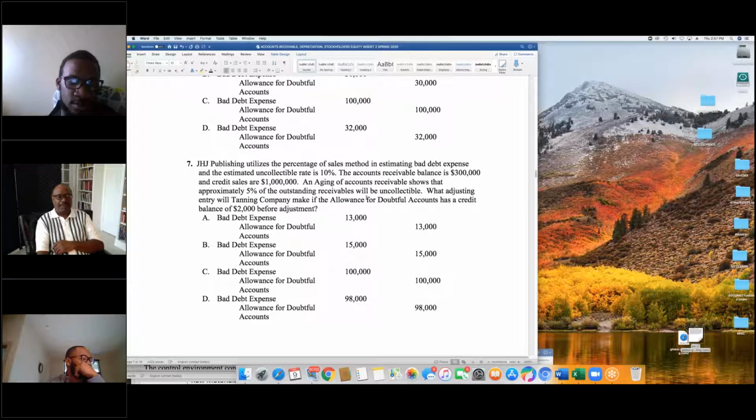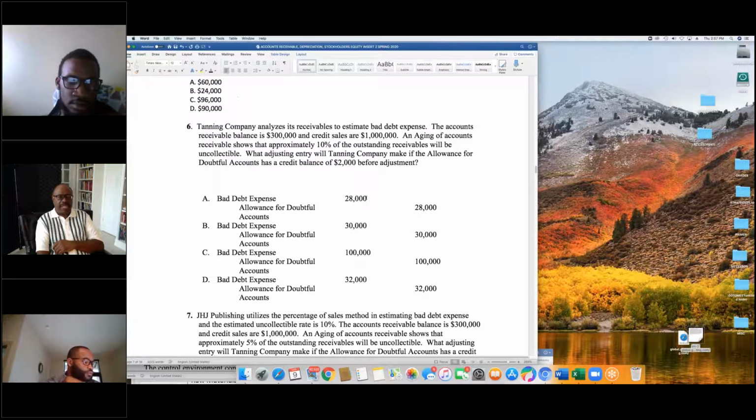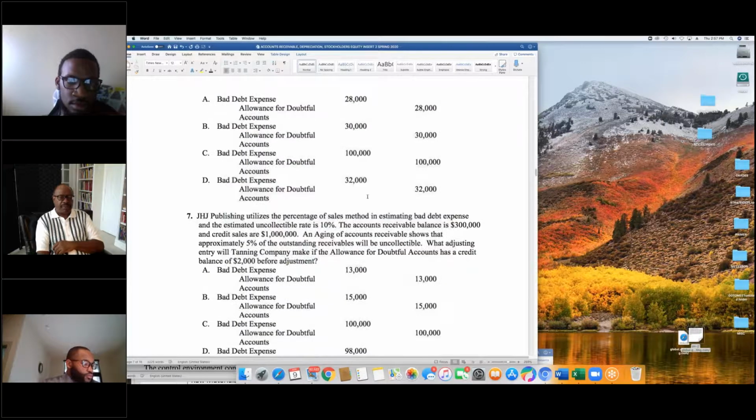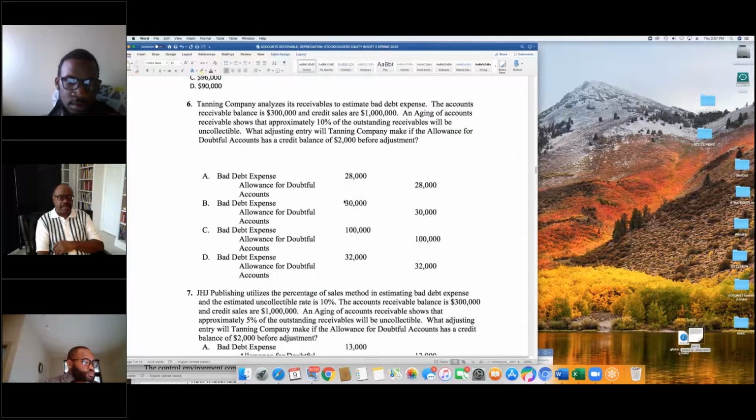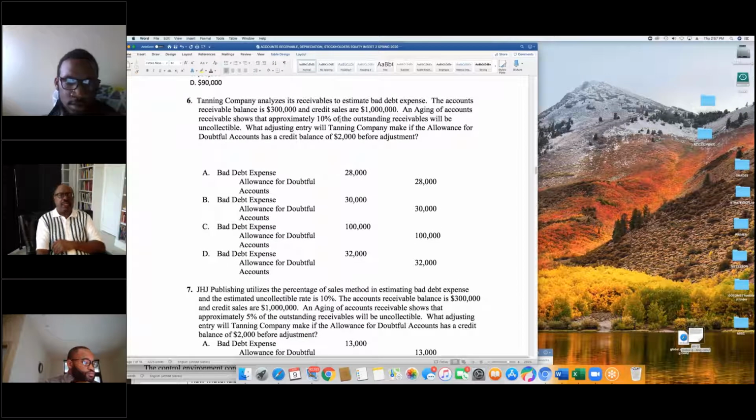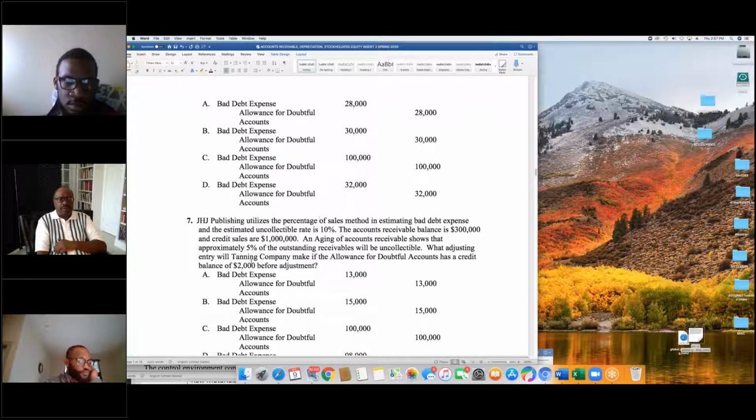Wait, so what's the difference between 6 and 7? Okay. In 7, versus 6. In 6, we're using the method where we look at the balance in the account. We age the accounts. When you age the accounts, you look at how much is in the account, 2,000. But if we do percentage of sales, we ignore what's in there and just take 10% of the sales.